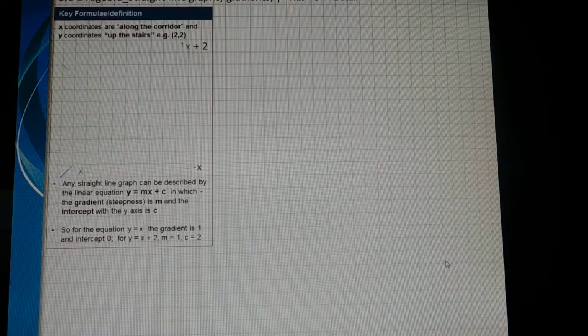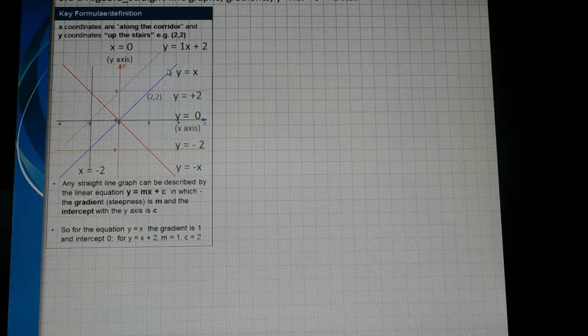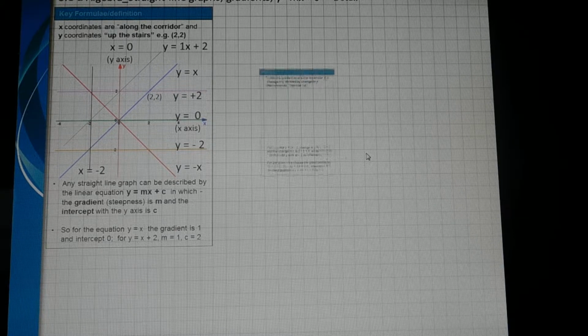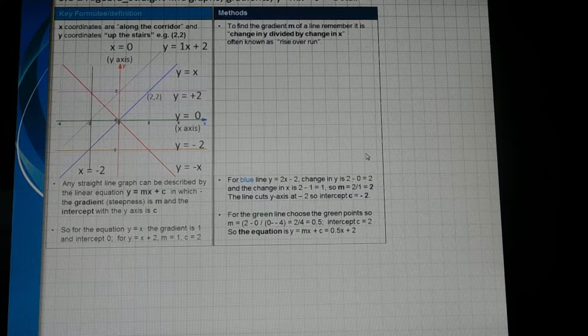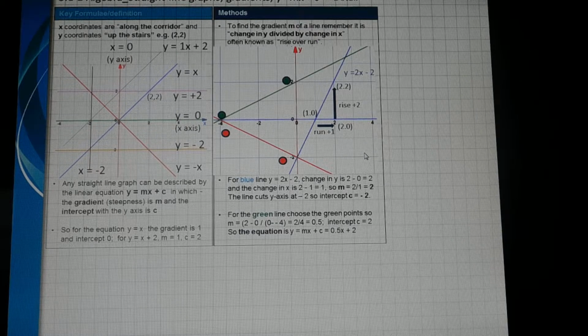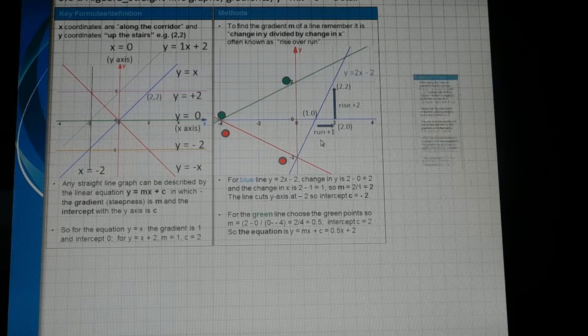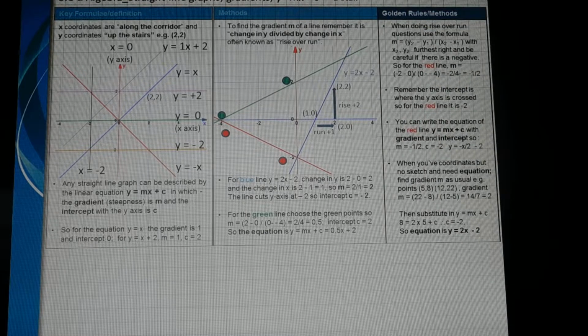So if we look at the centre point of the slide pack, we look at a series of axes or straight lines or well-known straight line graphs, just to start things off, and then we move on to methods and the methods you need. Of course, the famous rise over run for straight line graphs, change in y over change in x, illustrated with a nice, colourful picture. And then on to the strict golden rules, y2 minus y1 over x2 minus x1 for the gradient, of course, and so on.